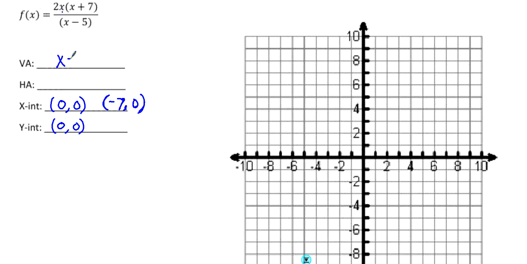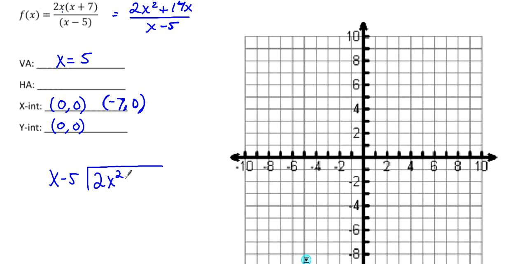My vertical asymptote comes from the denominator, so the solution is x equals 5. And then we look at both the power of the top and the bottom, and you can see the numerator is 1 power greater than the bottom, which means we have this slant asymptote. So I FOIL this out, 2x squared plus 14x over x minus 5, so that I can set up my long division. So I just distributed the 2x in. So I get x minus 5, and this is 2x squared plus 14x plus 0. And remember to add in that 0 because that third term is missing.